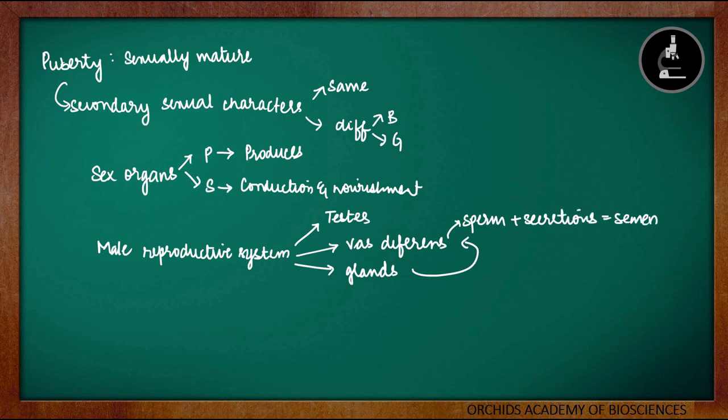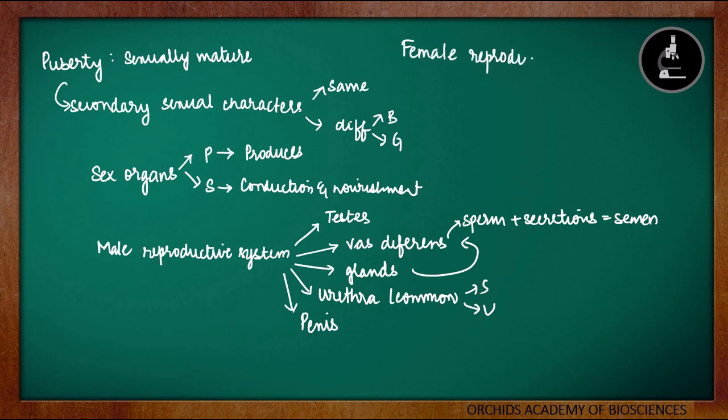This vas deferens then unites with a tube which is coming from the urinary bladder and finally opens into the urethra. And urethra serves as a common passage for both sperm and urine. Then we discussed the penis, which is responsible for transferring the sperm into the female reproductive tract, and it opens out through the urethra. After discussing the male reproductive system, we discussed the female reproductive system.